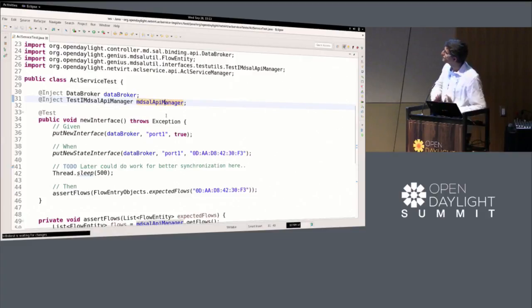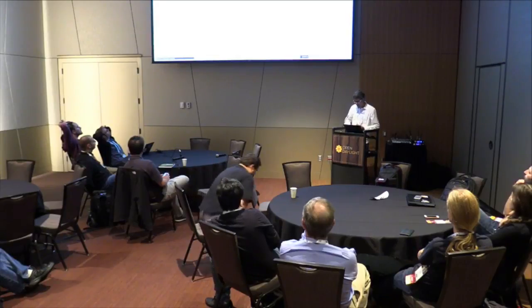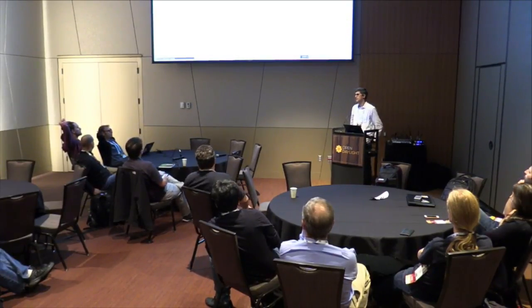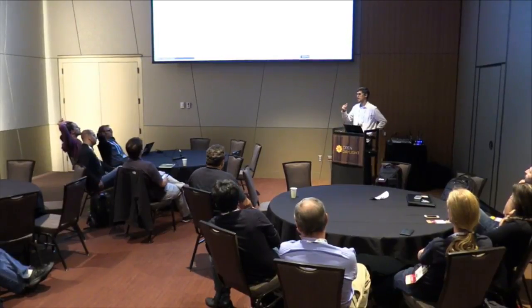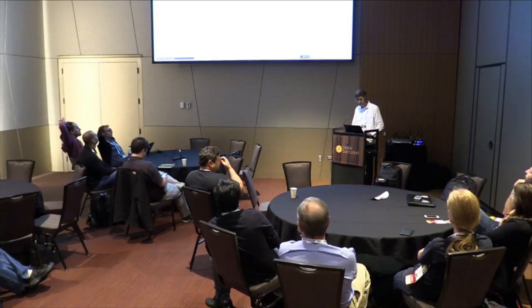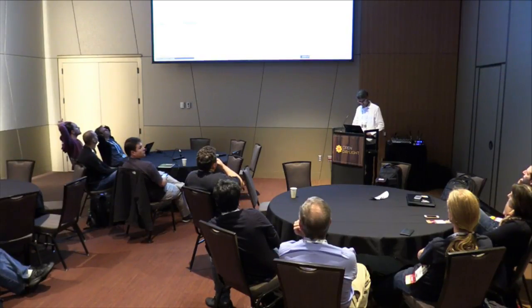The test MDCell API manager, that's part of the infrastructure. So this is a stub for an external service. So in this case, in Genius, there's an API to create flows. And this is a very, very simplistic implementation of that, which doesn't do anything else than store all the flows that you've created in a list inside. So MDCell API manager, I need to get the source code of this.